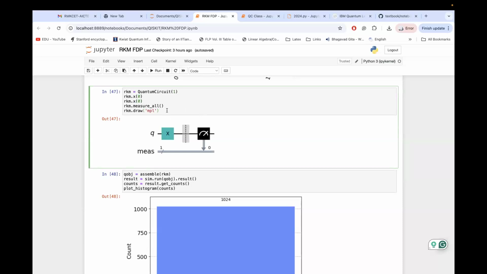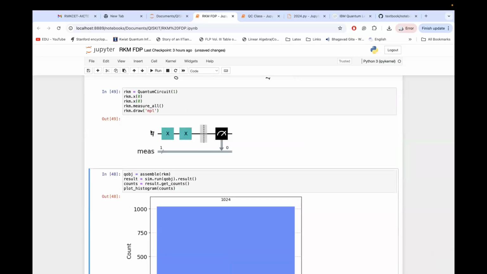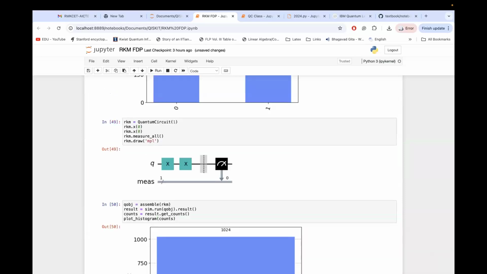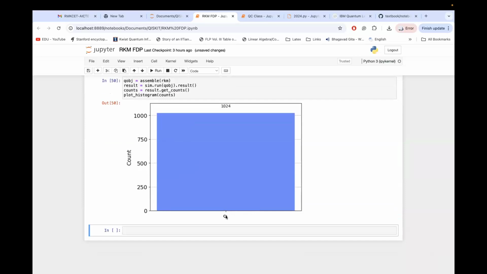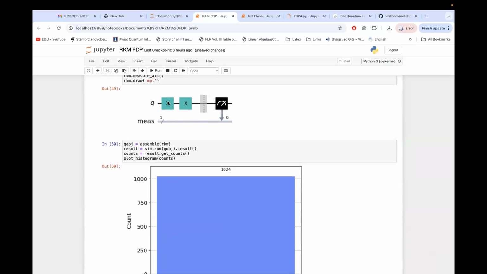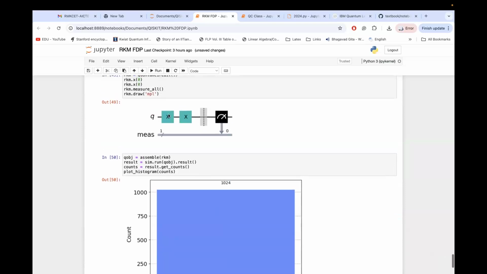So first draw the circuit, right? So this is the circuit. First I initialize it in ket 0. After this X operator, it becomes ket 1. After again this X operator, it becomes ket 0 again. That we can visualize using this histogram, right? So see here, now the system all the time, 1024 times, is found in the 0 state. So it is certainly in the 0 state. So this X operator is a self-inverse operator, right? You do that operation twice, and it acts like an inverse.